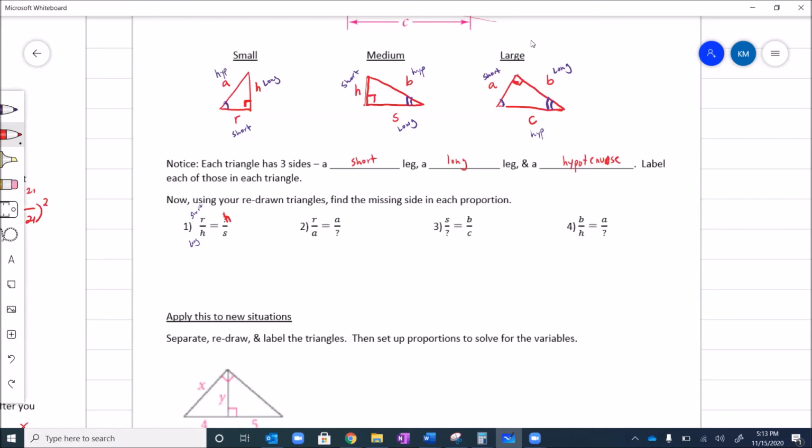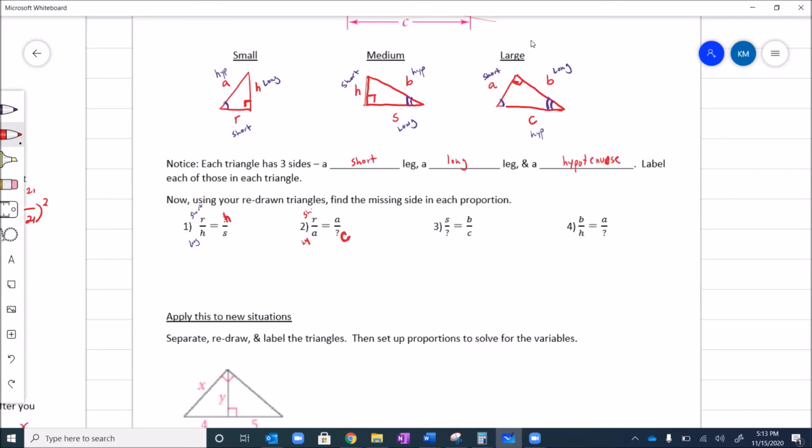Okay. Number 2, I'm given R and A. R is our short, A is our hypotenuse in the small triangle. So I'm going to set that up as short over hypotenuse, so short R, A. Now I'm looking for the triangle that has A as its short leg. That's in the large triangle. In the large triangle, A is its short leg, and I'm looking for the hypotenuse in that triangle, and that's C. So my missing side here would be C.